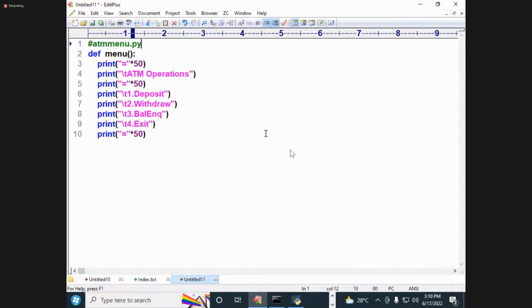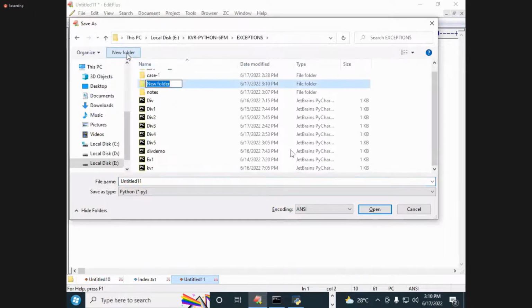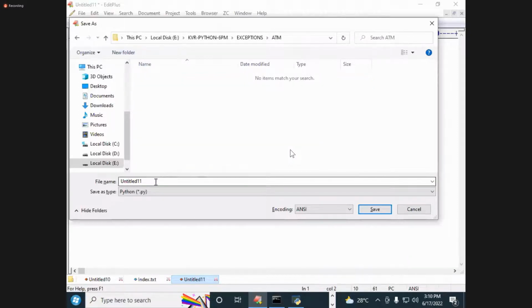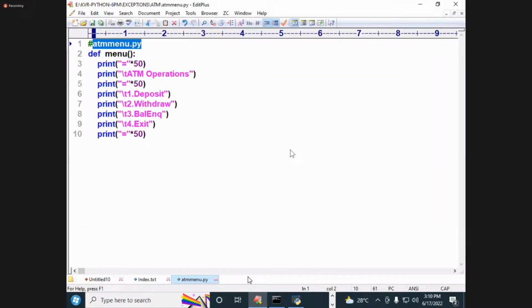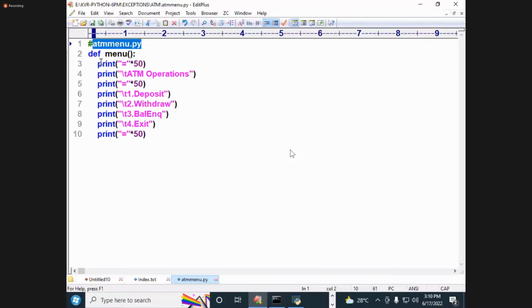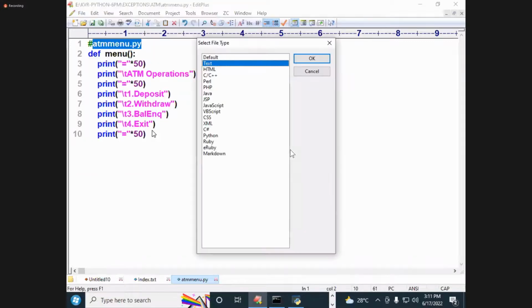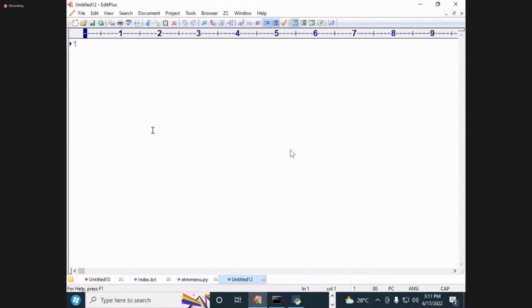I will go to this place in exceptions. I'll create one small folder, ATM. Inside of it, I will save my first coding part, ATM menu. Okay, coming to this area, I will go to ATM. I cannot run this because I will go for the main program. Let us go to the main program. Next is called ATM demo dot py.